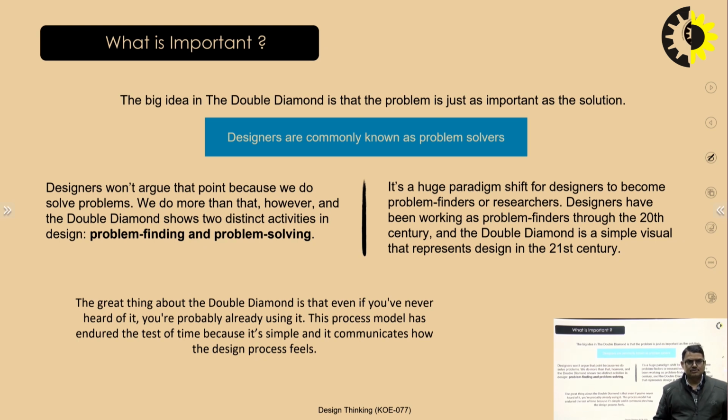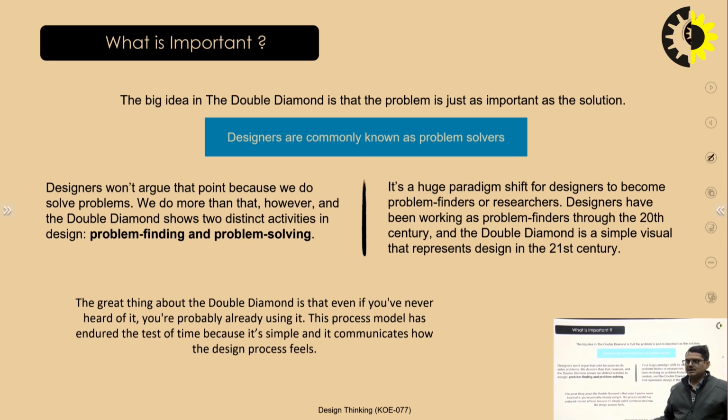Let me tell you one more thing actually: this double diamond theory is used explicitly in the first critical element, or the first pillar, of the design thinking theory. As we know, design thinking theory has 5 pillars: empathy, define, ideate, prototype and test.